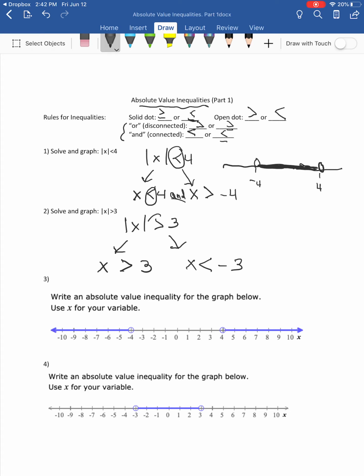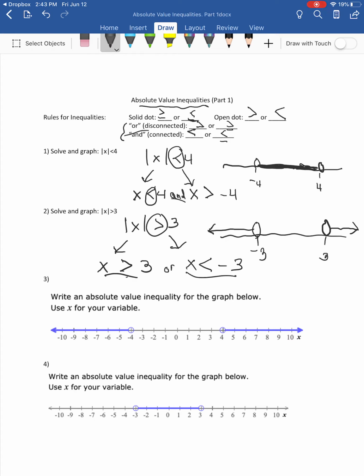So what word do we join this with, "and" or "or"? Well, this is a greater than, and up here it says "or"s are for greater than. These are going to be disconnected. So to make the graph, let's go -3 and +3. No equal sign, so they're both going to be open circles. Greater than +3, everything right of 3. And less than -3, everything left of -3. Okay.